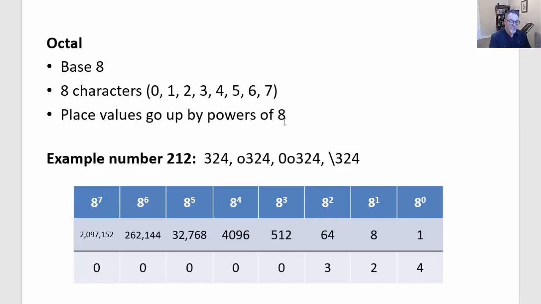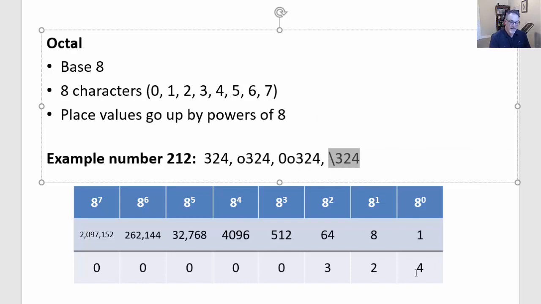The place values go up by powers of 8. So you've got the 1's place, the 8's place, and the 64's place here. So 8 times 8 is 64. So if you want to write the number 212, it would be written like 0324, octal 324, or backslash 324.